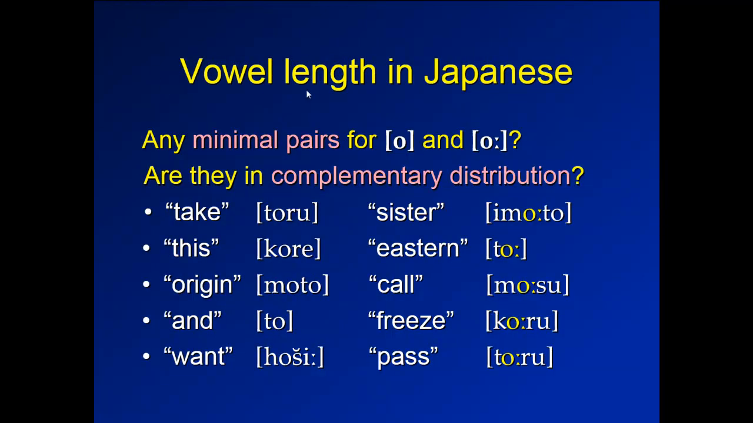Now let's talk about vowel length in Japanese. Here we have got examples from Japanese, and we are going to talk about these two sounds, this short one and this long one. This is the long one in here, and here we have got the short ones in here. Okay.